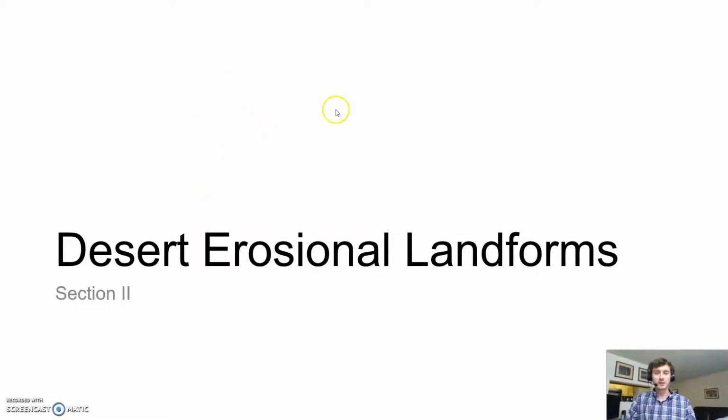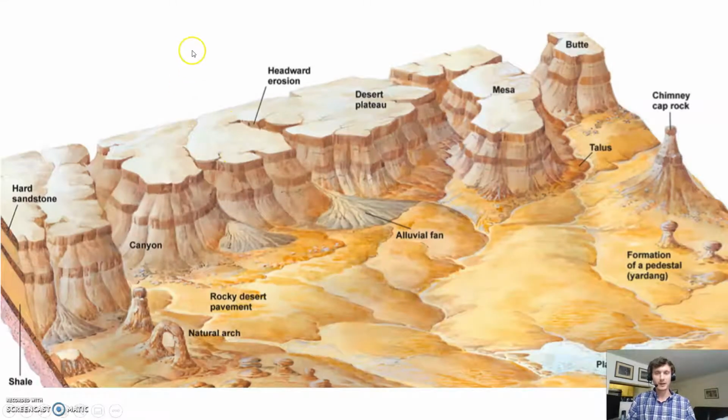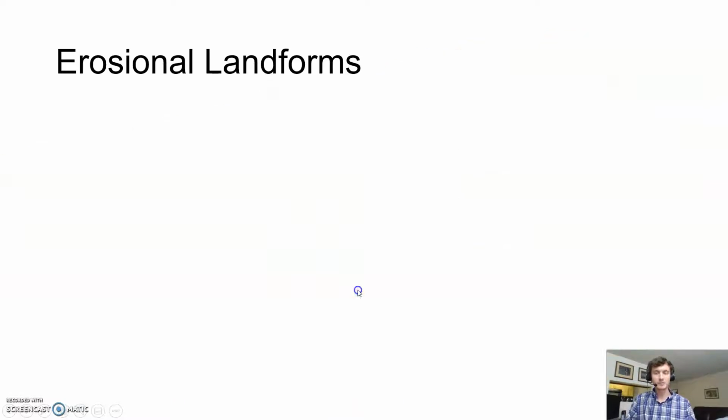Our next section here, we're going to cover desert erosional landforms. So what are we talking about? This is our big diagram. It's got all in it. Obviously, if this were a real place, it would be a very interesting place to go visit, get everything all in one area. Anyway, what we're talking about here are the erosional landforms. So places where we have taken stuff away, right? Canyons, right? Something has been carved out, moved out of the area.